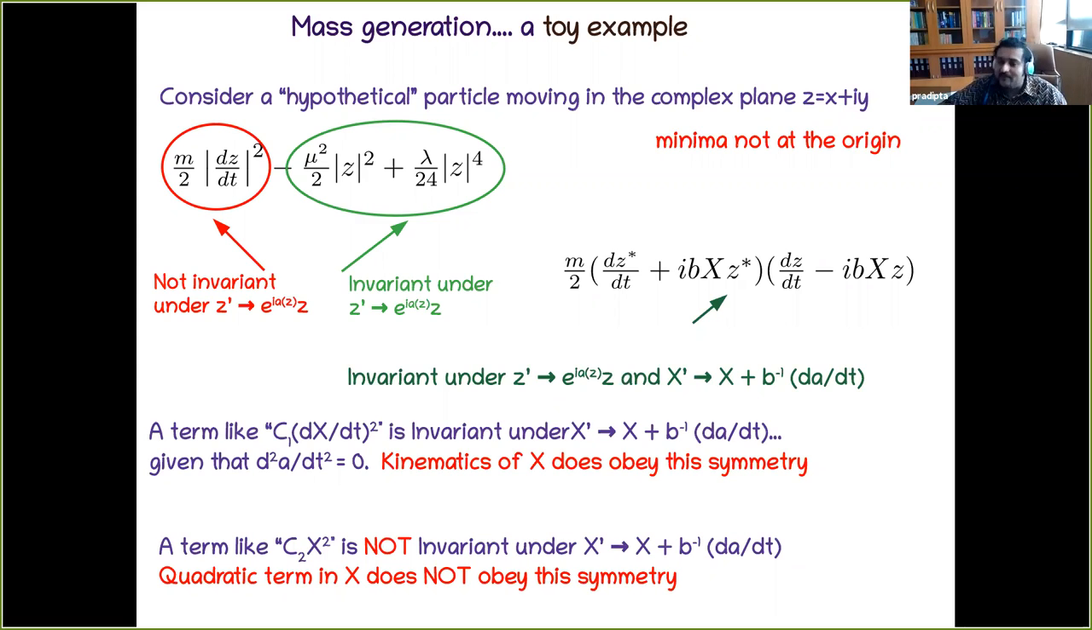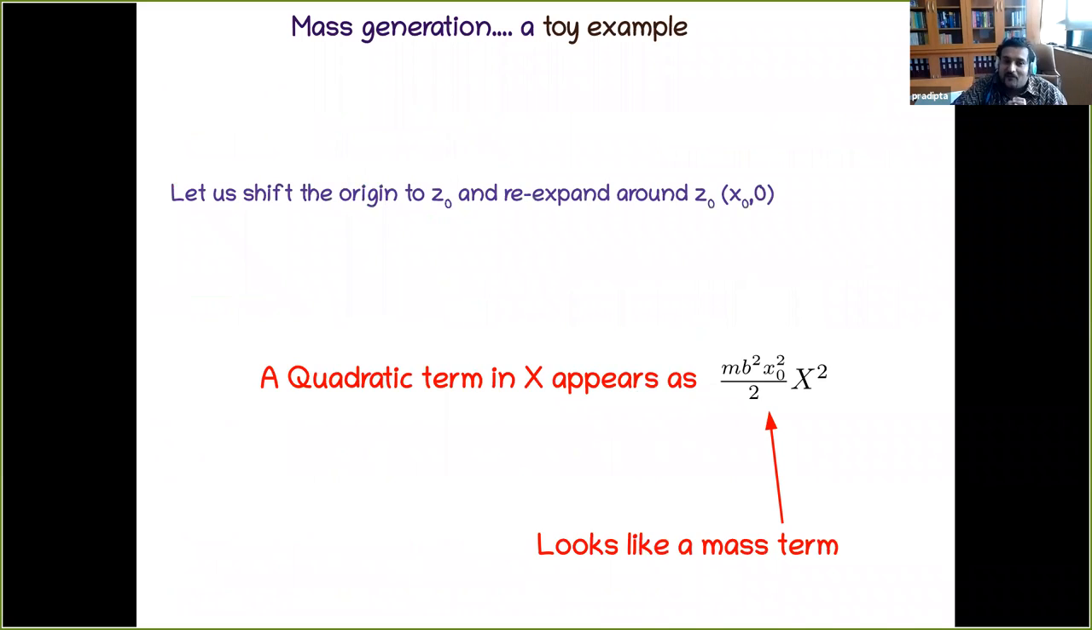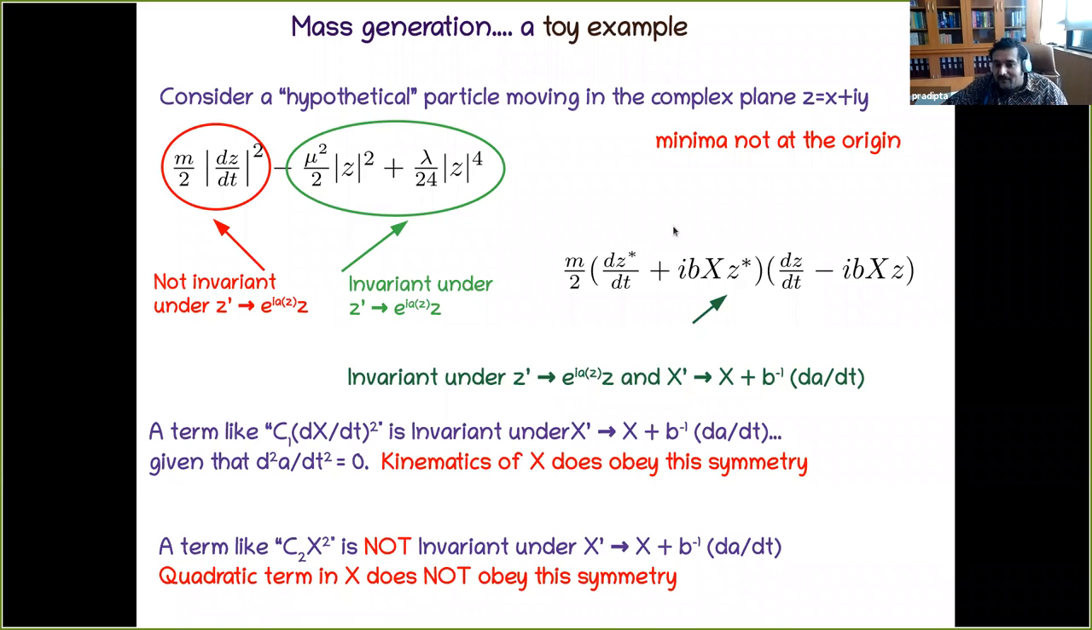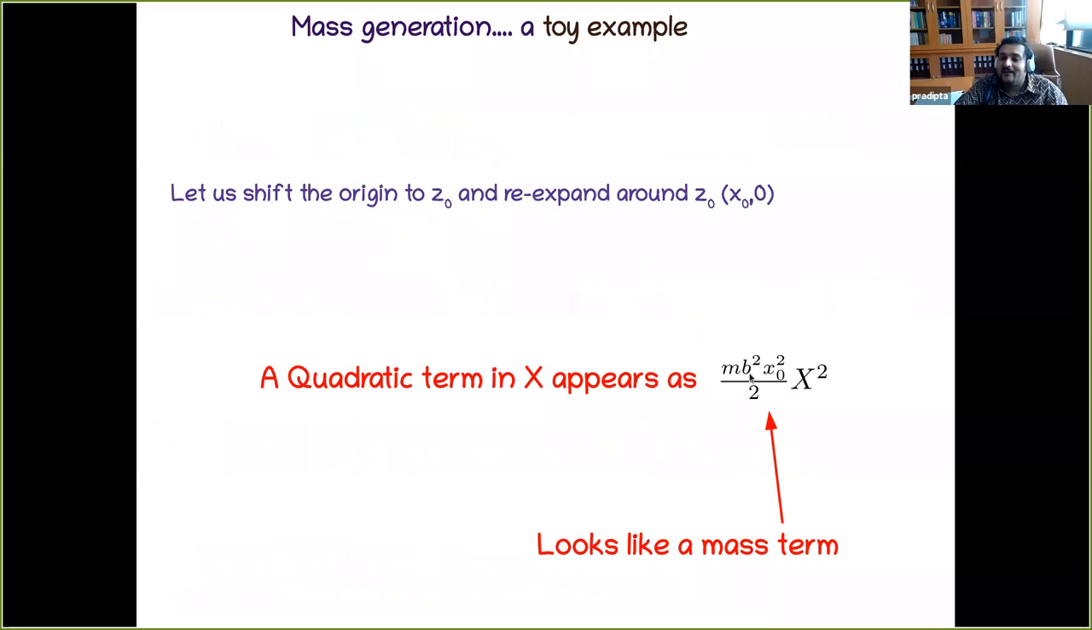Of course, the underlying symmetry principles are much more complicated. Now, if you move further, you can do the same exercise as I did in the context of this example with X. You can shift the origin and re-expand around Z0. If you do that, starting from this term, you will get a quadratic term in X, which looks like m_b squared x naught squared by 2 times x squared. And this term is quadratic in X, and that is precisely how the mass terms for the W and Z bosons appear in the Standard Model.